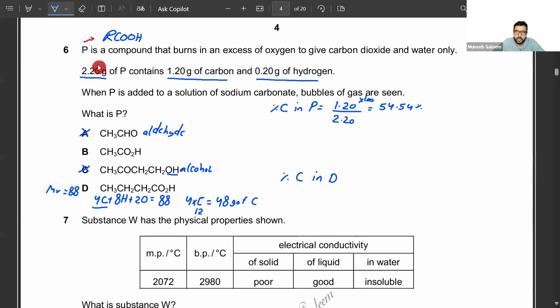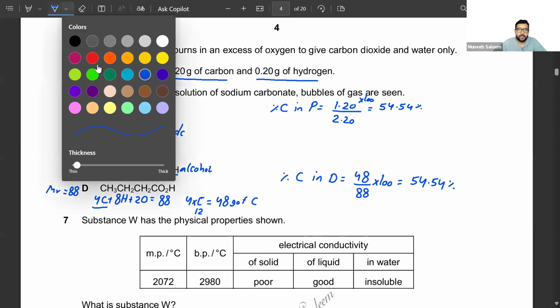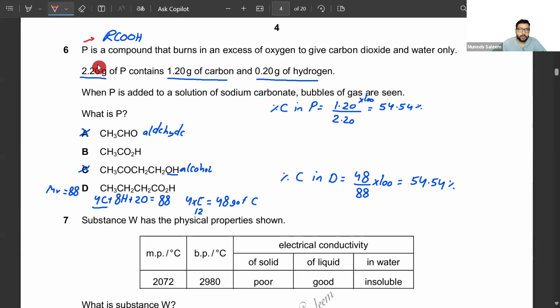Percentage carbon in D is equivalent to, that is basically butanoic acid, 48 divided by 88 times 100. And this will again be equivalent to 54.54%. So just by matching the values of the carbon, we can clearly say that D is the actual compound. P compound is basically D.